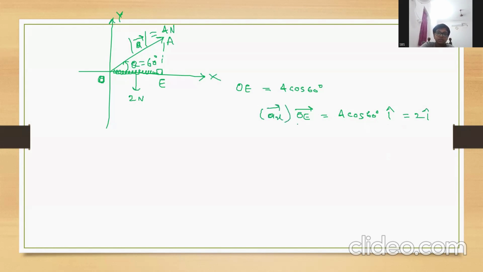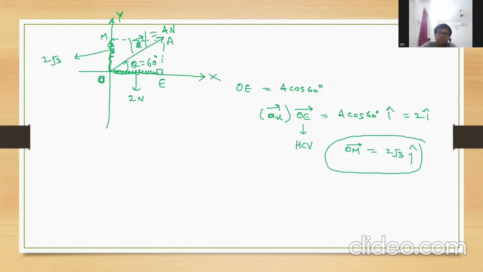Horizontal component vector. Similarly, on the y-axis, this is the vertical component. How much is this? 4 sin 60, which is 2 root 3. So if I take this OM, the vector will be the vertical component, 2 root 3 j cap. Clear?